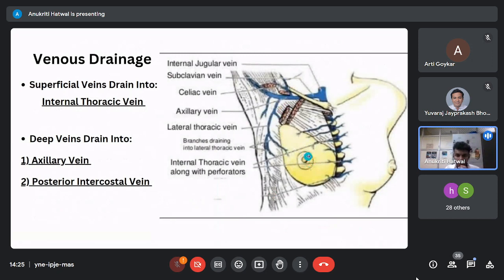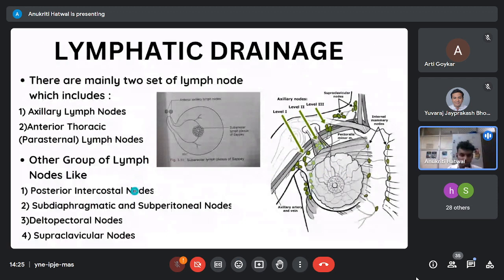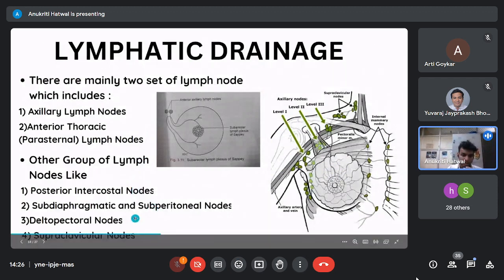The lymph from the breast is drained by two groups of lymph nodes. These are the axillary lymph nodes, which drain about 75% of the lymph. Mainly, the anterior axillary group of lymph nodes is involved in the drainage of lymph from the breast. The other is the anterior thoracic, also known as parasternal lymph nodes, which drain about 20% of the lymph from the breast. The remaining 5% is drained by another group of lymph nodes. These include posterior intercostal nodes, subdiaphragmatic and subperitoneal nodes, deltopectoral nodes, and supraclavicular nodes.